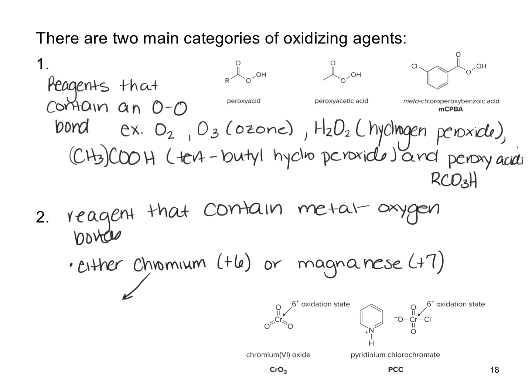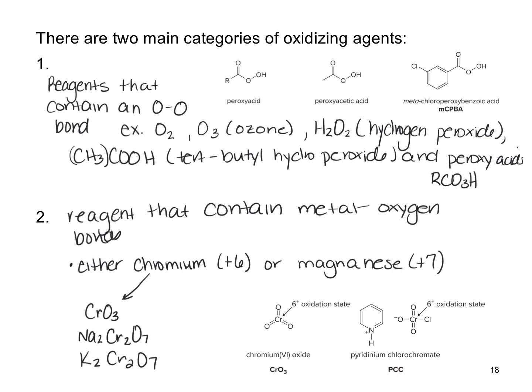Common chromium reagents include things like CrO3, Na2Cr2O7, K2Cr2O7. I want to remind you that these are just counter ions, so they're spectator ions. This is the active oxidizing complex. These all can be used as synonyms, really. We also have pyridinium chlorochromate, which is PCC. Now, this is a more selective chromium oxidant, and we'll talk more about that in a minute.